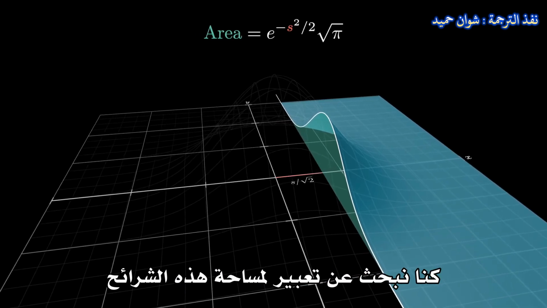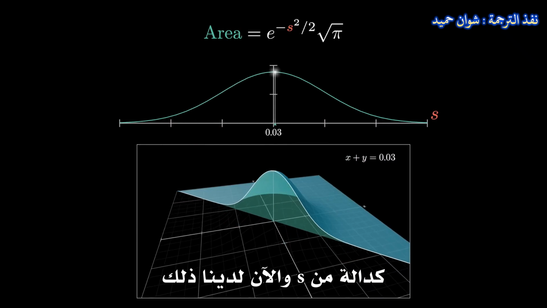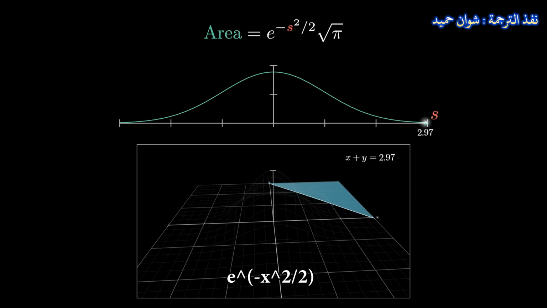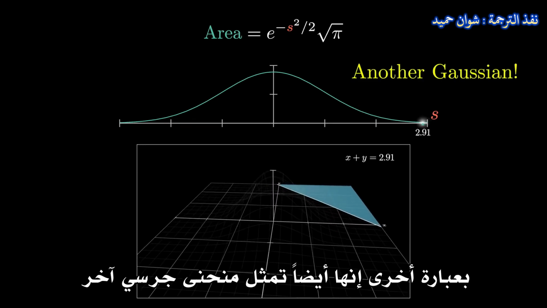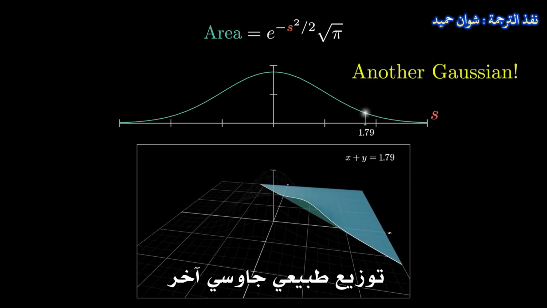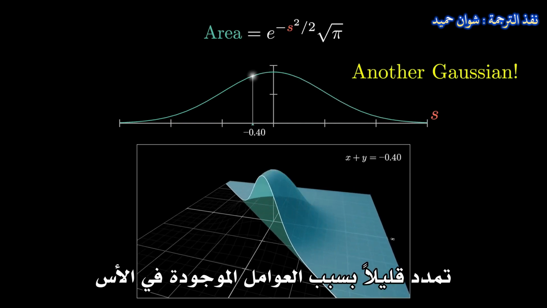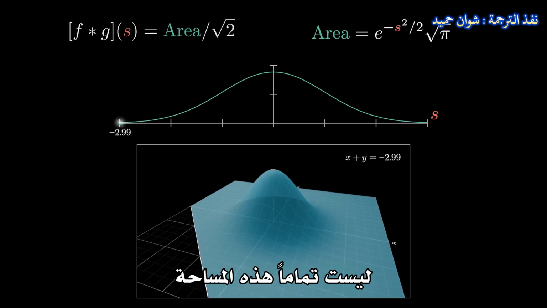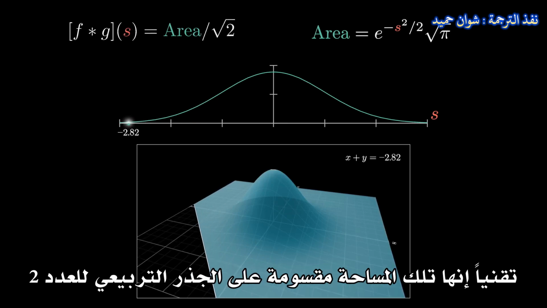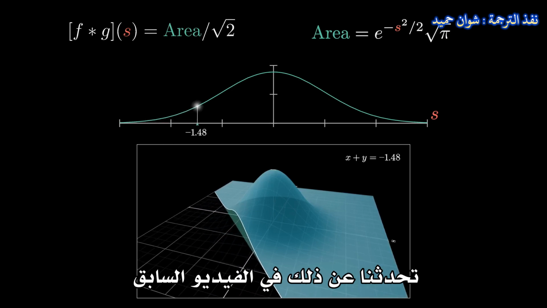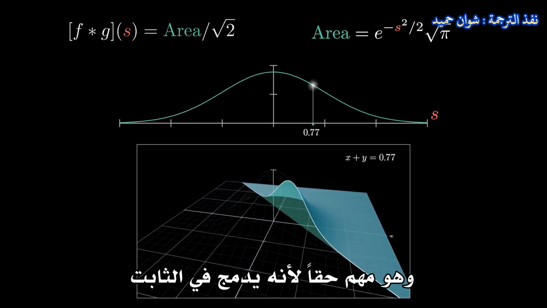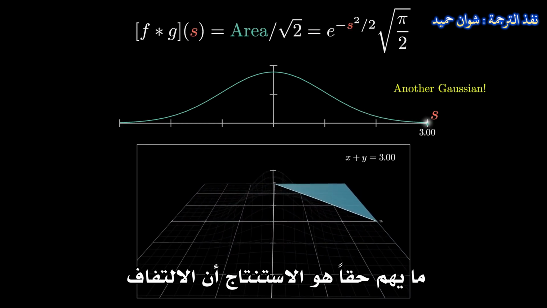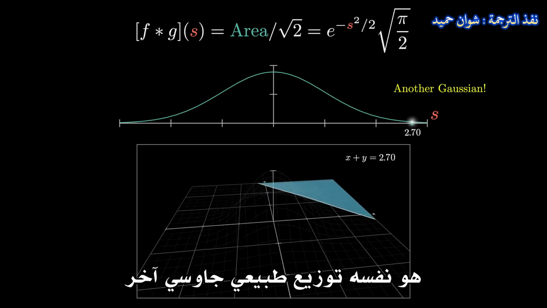We were looking for an expression for the area of these slices as a function of s, and now we have it. It looks like e to the negative s squared divided by 2, scaled by some constant. In other words, it's also a bell curve, another Gaussian, just stretched out a little bit because of this 2 in the exponent. As I said earlier, the convolution evaluated at s is not quite this area. Technically, it's this area divided by the square root of 2. We talked about it in the last video, but it doesn't really matter because it just gets baked into the constant. What really matters is the conclusion that a convolution between two Gaussians is itself another Gaussian.